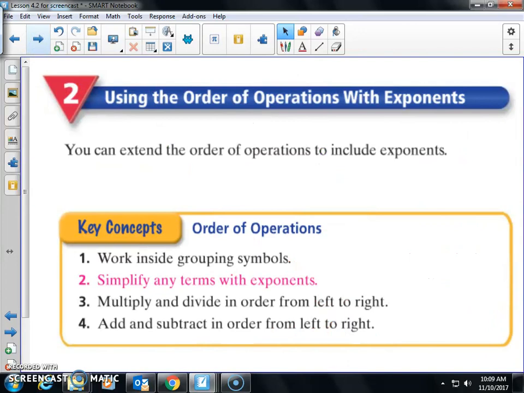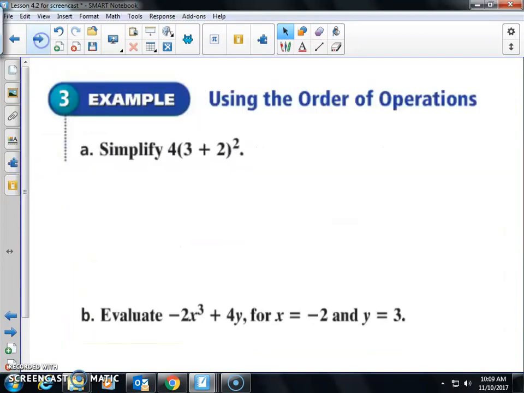Order of operations from back in chapter 1. We know the first thing to look for is grouping symbols. Then look for exponents. Then multiply and divide left to right. Then add and subtract left to right. We can use that to simplify problems.